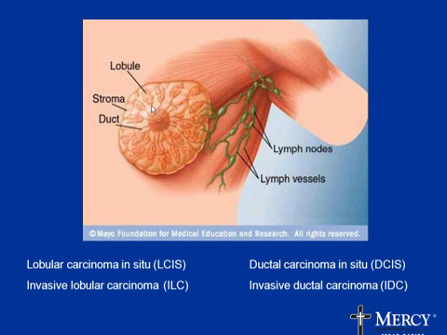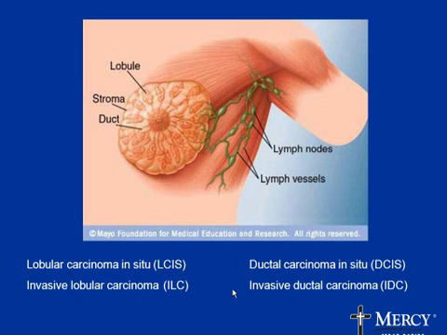And then when we talk about the ductal carcinoma in situ, that means that the disease started in the duct and stayed within the duct. And then the invasive ductal carcinoma means that the disease started in the duct and invaded into the breast tissue. So when we look at the different categories of disease, we consider invasive more of a concerning situation.